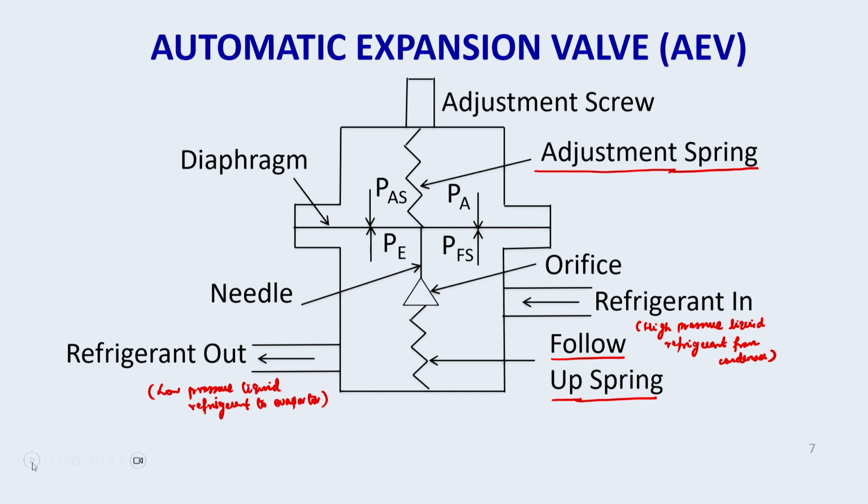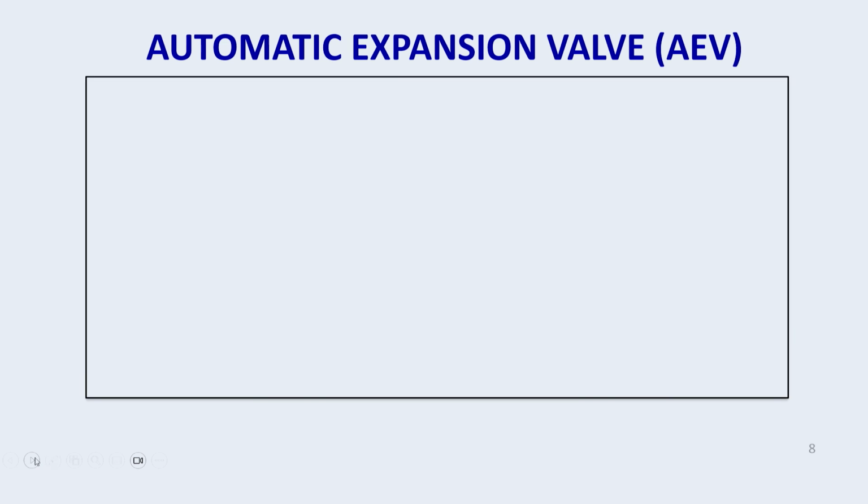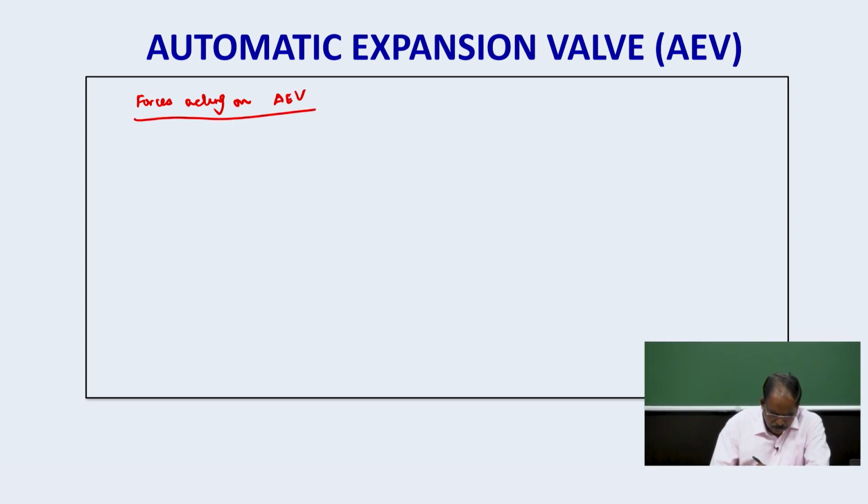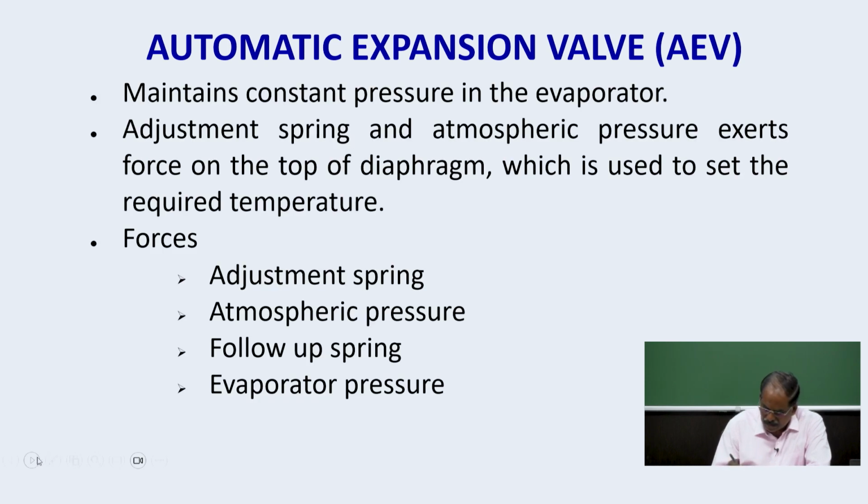Let us see the forces which are acting. There are four forces acting on the automatic expansion valve. If you see this one, there are four forces: forces due to adjustment spring, atmospheric pressure, follow-up spring, and evaporator pressure.